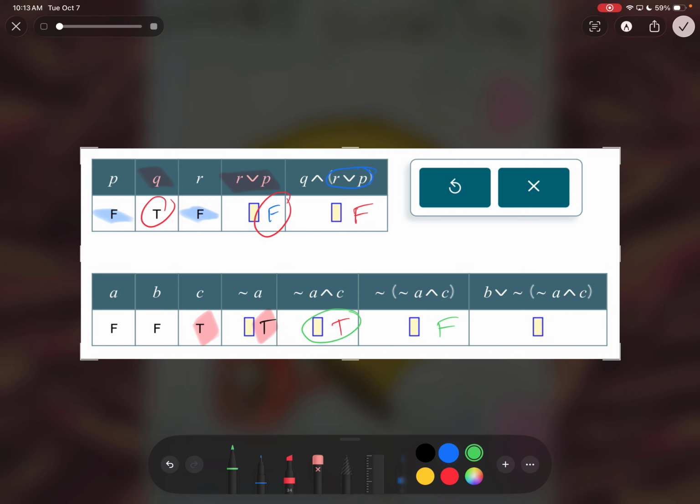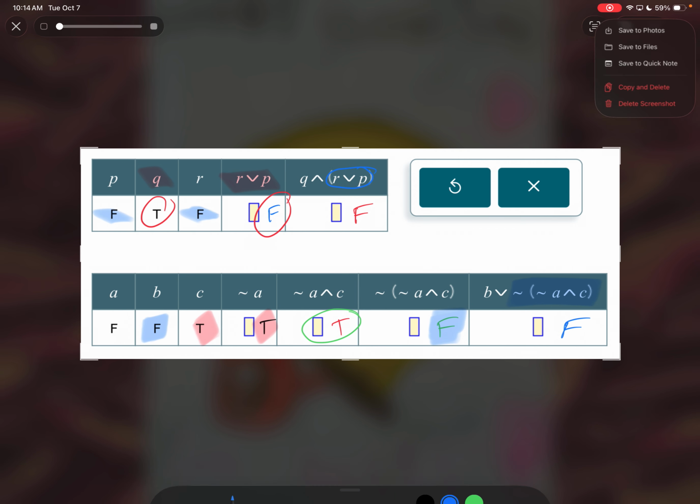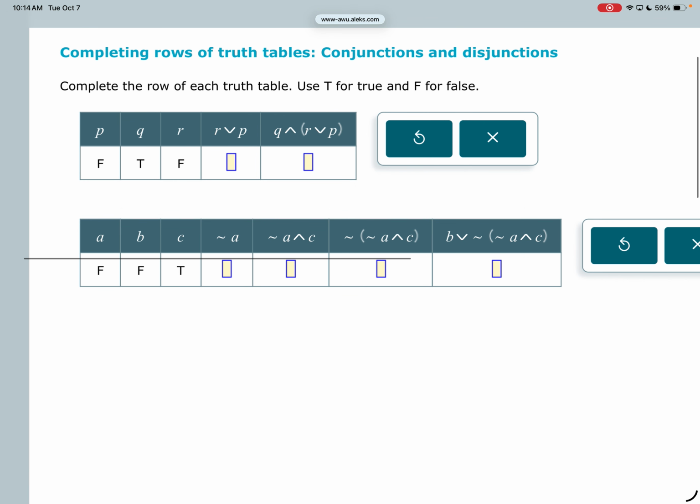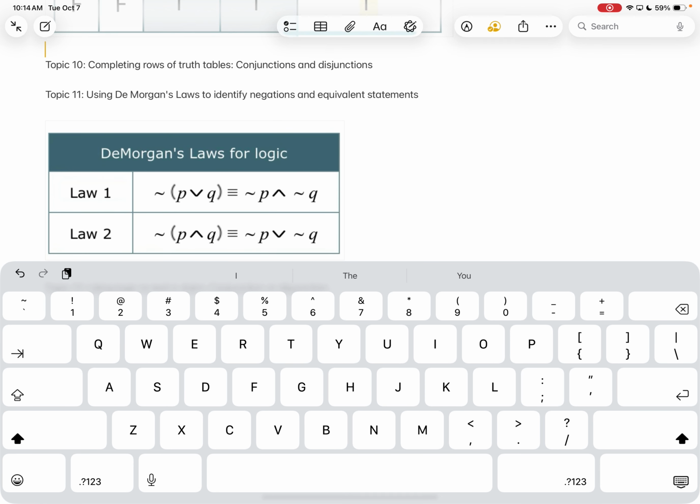And then our last one, I know it looks like a lot, right? B or not A and C, like that's a lot, right? But we already have done all of this. So all I'm really doing is looking at this one and then B and saying, okay, F or F, the rule for or is it's only false when they're both false. So you just have to identify which column to look at there and take it piece by piece. This one already sets up the steps for you, so that makes it nice.